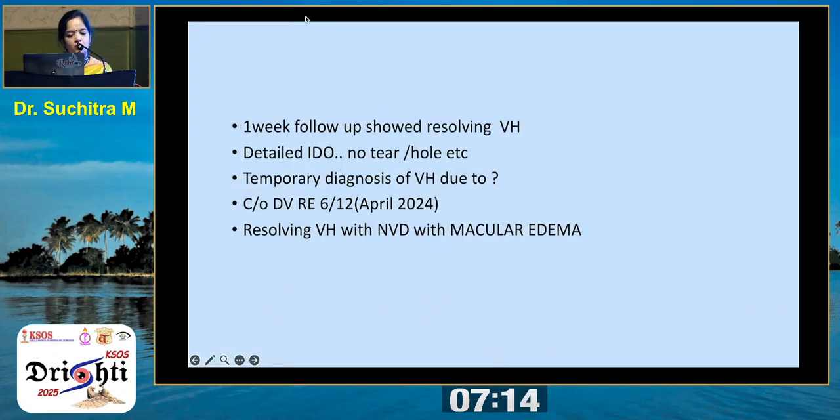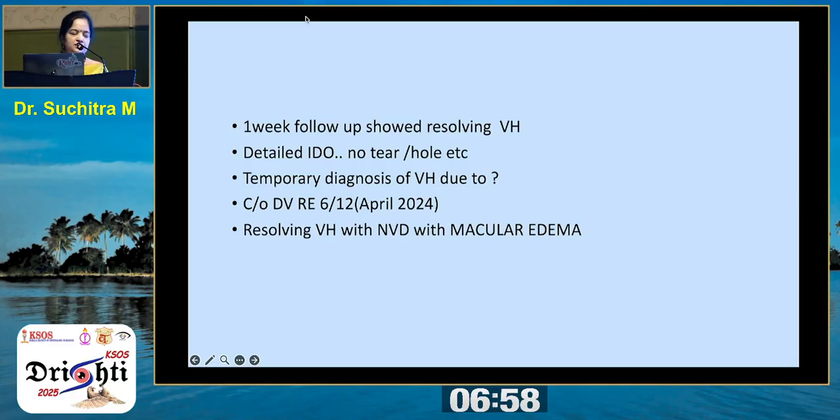At 1 week follow-up, she showed clearing vitreous hemorrhage. The central fundus was still not clear, but the periphery we could see, and we were expecting a tear hole. Nothing of that sort was there. So our diagnosis could not be complete. We asked her to review after 3 weeks.